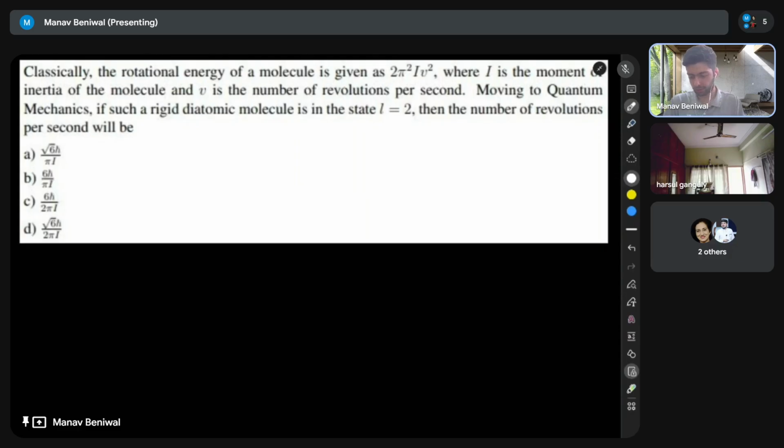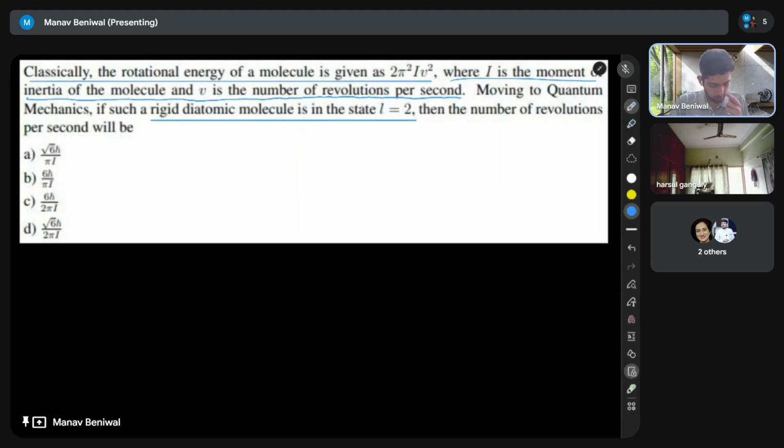Okay, so let's do the next one. The question says that classically the rotational energy of a molecule is given by this expression, where I is the moment of inertia of the molecule, and nu is the number of revolutions per second. Now moving to quantum mechanics, if such a rigid diatomic molecule is in the state L equals 2, then the number of revolutions per second will be?